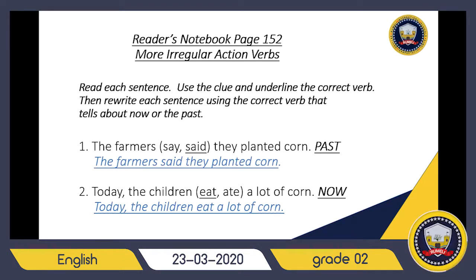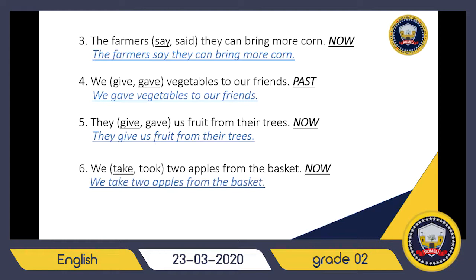The farmers said they planted corn. So the clue is past. So I will say the farmers said they planted corn. Number 2. Today the children ate a lot of corn. So the clue is now. So today the children eat a lot of corn. Number 3. The farmers said they can bring more corn. So the clue given is now. So the farmers say they can bring more corn.